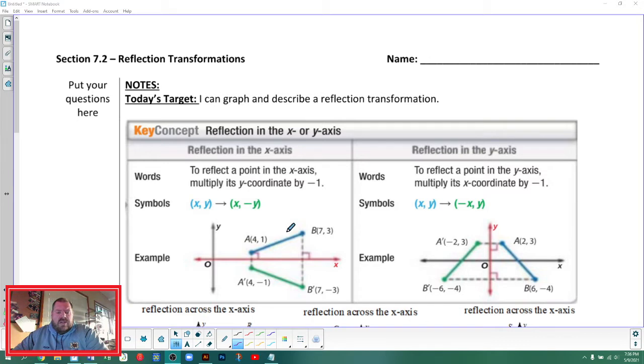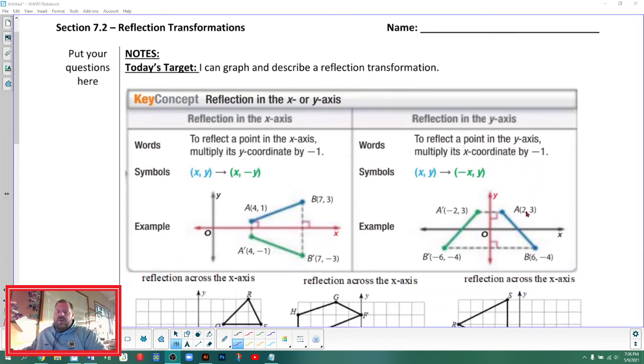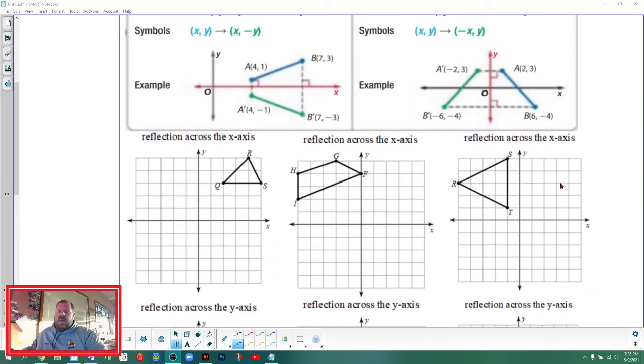So coordinate-wise, if we want to reflect across the x-axis, all we do is change the y-coordinate to be negative, or its opposite. It's not just going to be make it negative, but it's the opposite of the y-coordinate. And for reflection in the y-axis, I'm changing the x-coordinate, and I'm doing the same thing. I'm writing down the opposite of the x-coordinate. The way they say it here is multiply the y-coordinate by -1, or multiply the x-coordinate by -1. Those are the reflections we're going to look at today: the x-axis and y-axis.